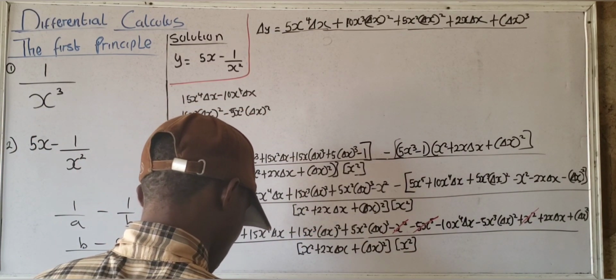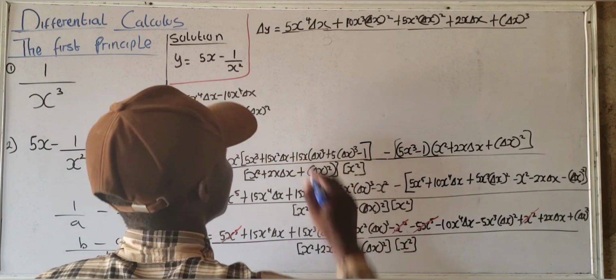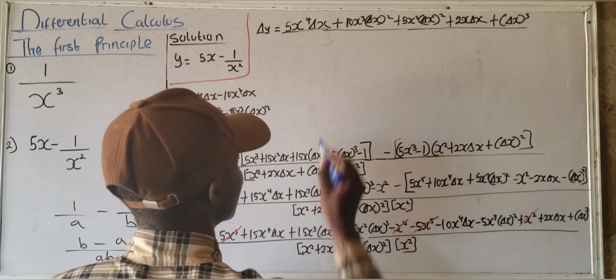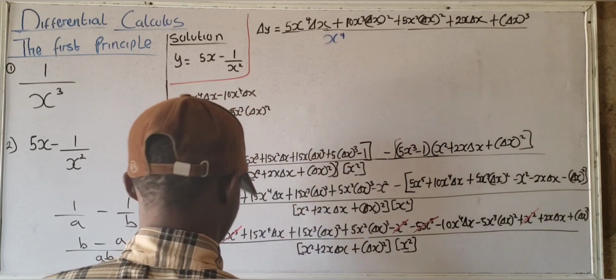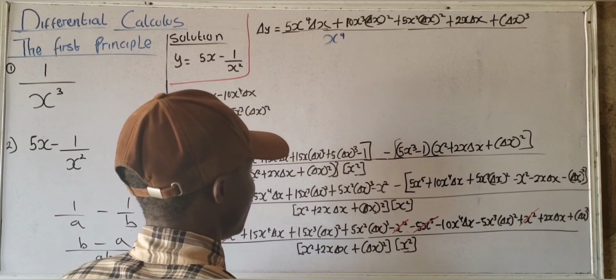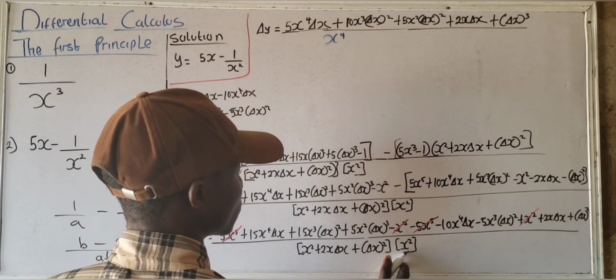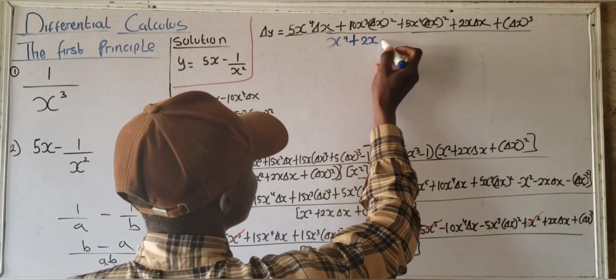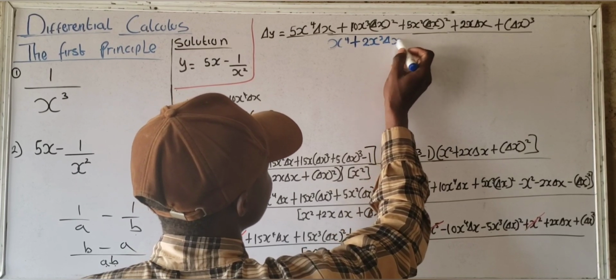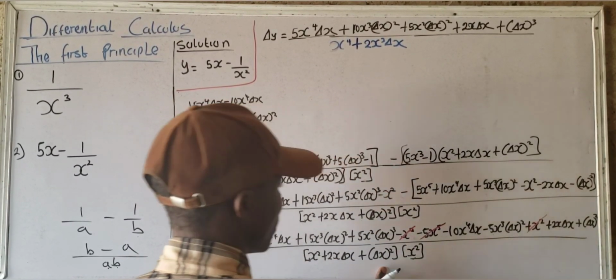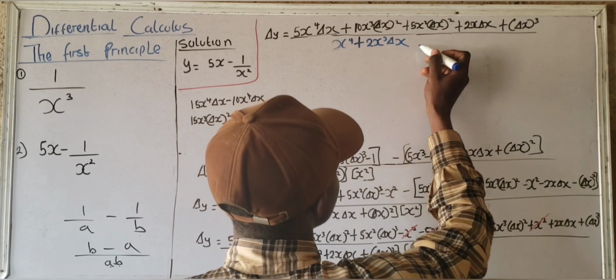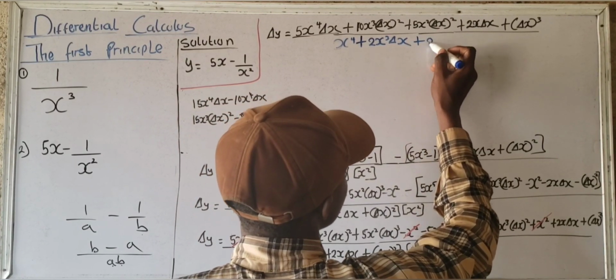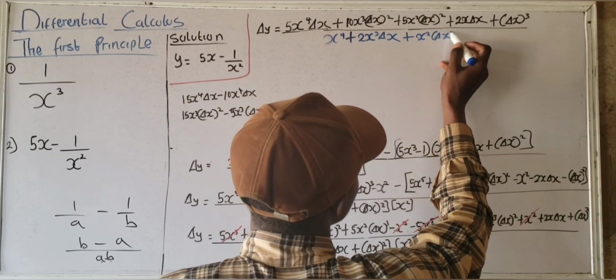Sorry. Something is wrong here. X squared times x squared, that is what? X raised to the power of 4. And x squared times 2x delta x, that is what? Plus 2x raised to the power of 3 delta x. Delta x squared times x squared, that is what? Plus x squared delta x squared.